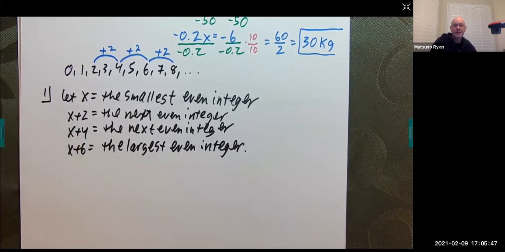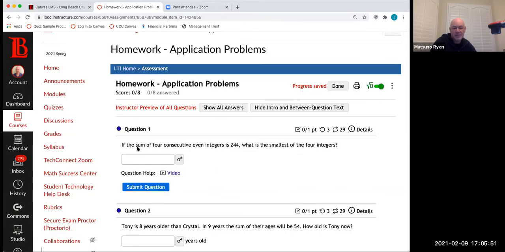And you can see that it says the sum. Sum in math means to add. So I'm going to take all 4 of these even integers and add them up and set them equal to 244, because it says that the sum of all 4 is 244.